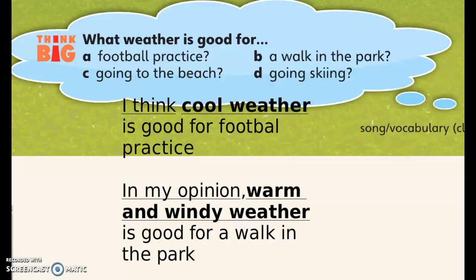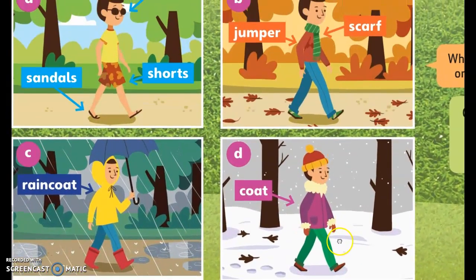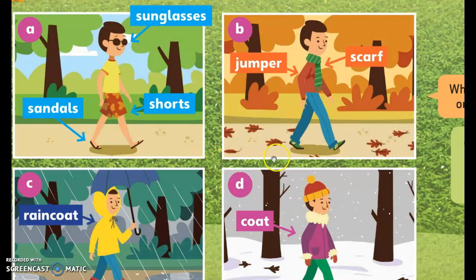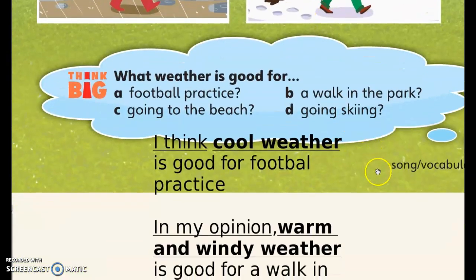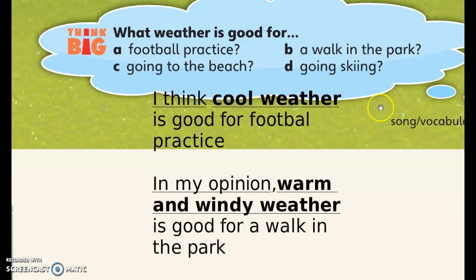Now, the last thing that we will see on this page is the Think Big section. Well, we will have to practice talking about what weather is good for football practice, a walk in the park, going to the beach, and going skiing. You will have to choose from these 4 types of weather that we discussed, and whatever you have seen in this unit. So I have given you 2 examples here.